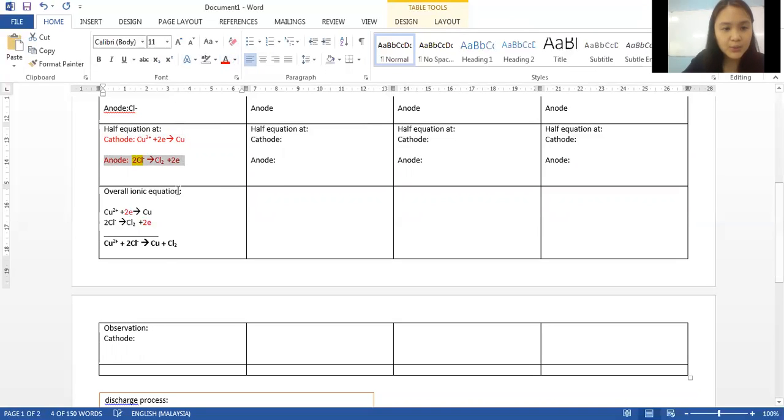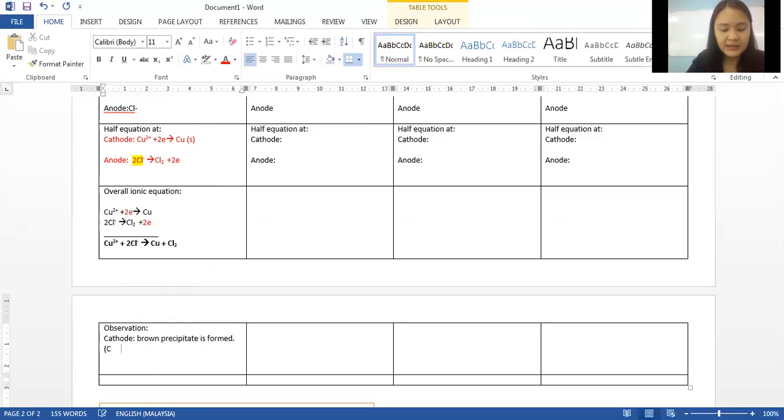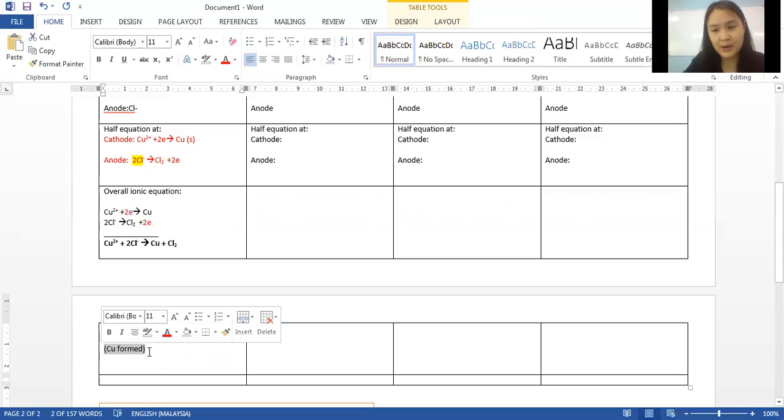All right, since we are doing cathode first, what happened at cathode is that the Cu2+ has changed down to copper. So copper that you form is a solid, and to recap, it's a brown color solid. Therefore, at cathode, brown precipitate is observed. This brown precipitate is actually the copper that's being formed. But in observation, we do not write copper formed, because observation means what do you see? You do not see Cu, you just see the brown precipitate. So this one is just for explanation. Why do you see a brown precipitate?